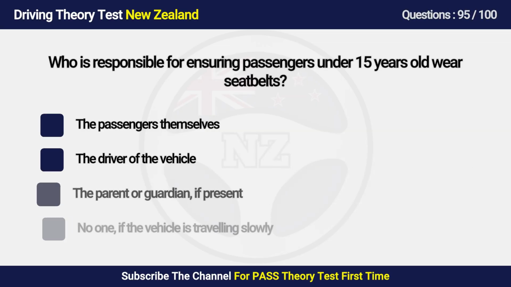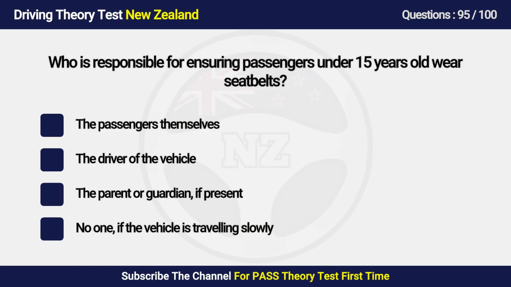Question 95. Who is responsible for ensuring passengers under 15 years old wear seatbelts? A. The passengers themselves. B. The driver of the vehicle. C. The parent or guardian if present. D. No one if the vehicle is traveling slowly.